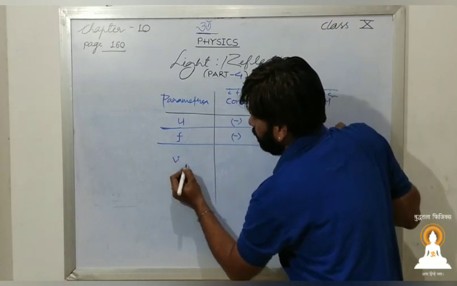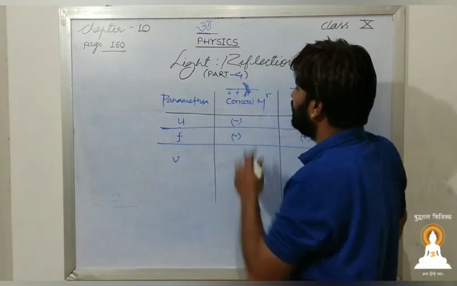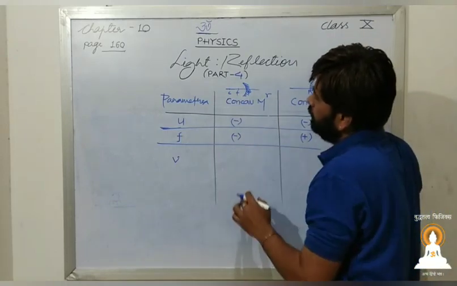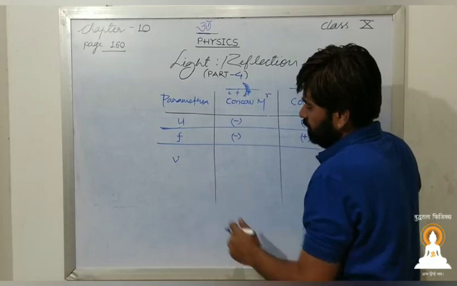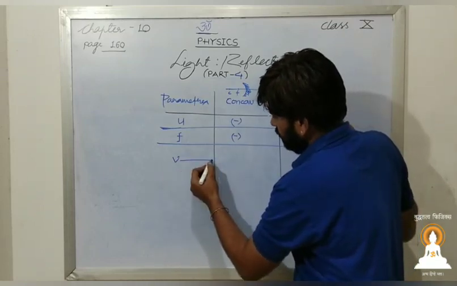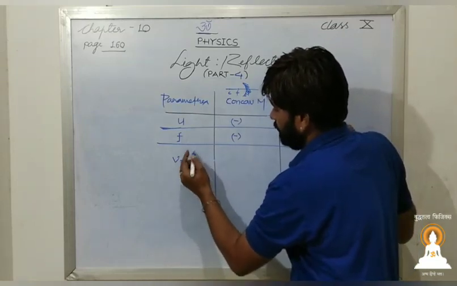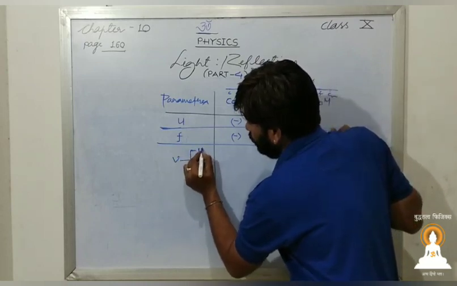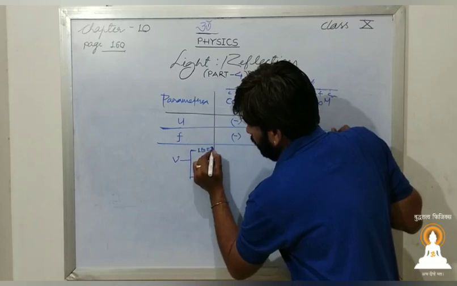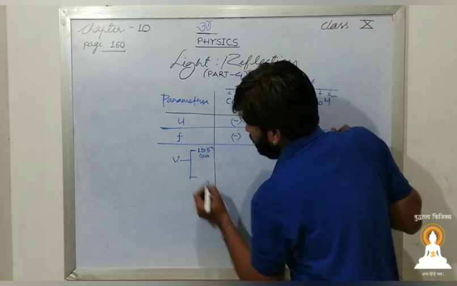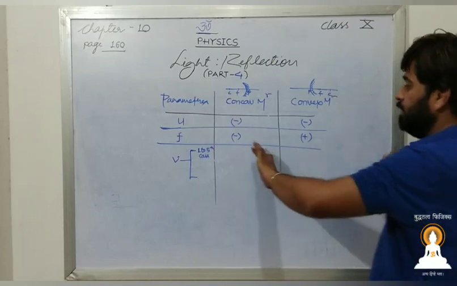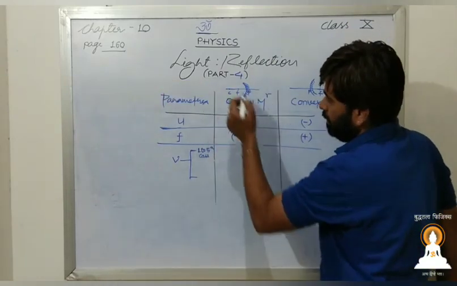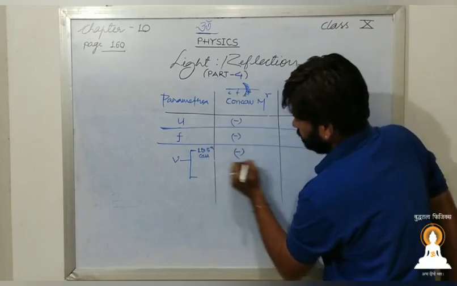Then V, for V, yes, now different cases are there, different positions of object, and according to that we have to find out the position of image. Okay, so in this case we will have two types. Now first to fifth case, as we have already seen, in first to fifth case the image was in the front side of the mirror, so that will be negative.